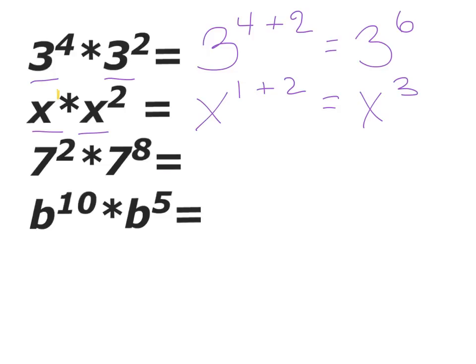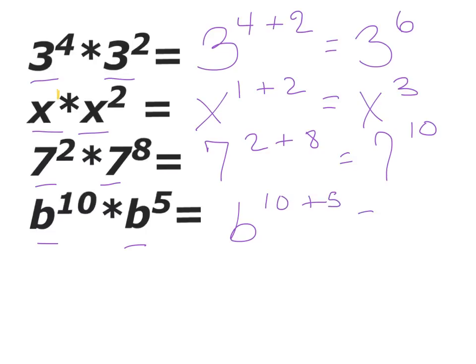The next is 7 to the second power times 7 to the eighth power. They both have the same base of 7, so I'm just going to add the exponents. 7 to the 2 plus 8th power, or 7 to the 10th power. The final one is b to the 10th power times b to the 5th power. They both have the same base, so I just need to add my exponents together and I get b to the 15th power.